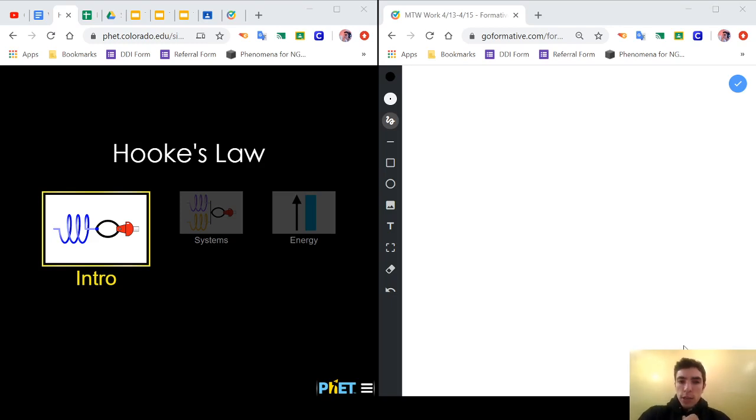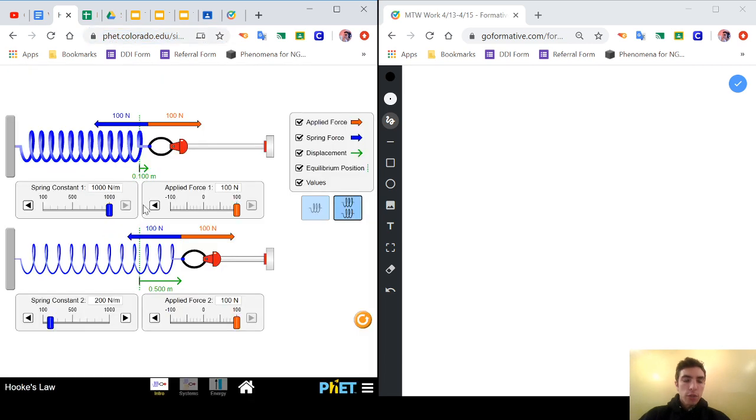This week we start our work with springs, and the key law for springs is Hooke's law. So on the left, this is what it should look like once you click on that link that I have in your Go Formative worksheets. That'll be on Google Classroom as well. And for now, we are going to start off with our intro for this. This one's a lot better than that conservation of energy one.